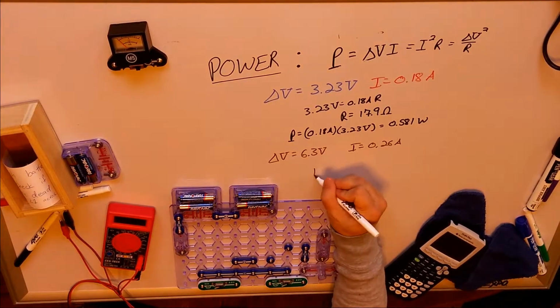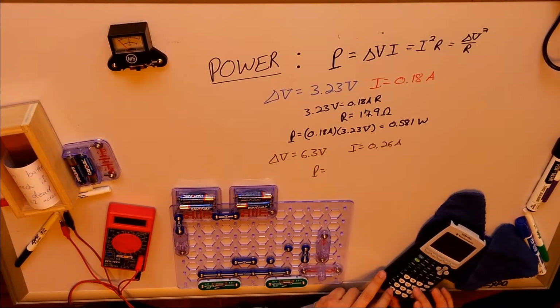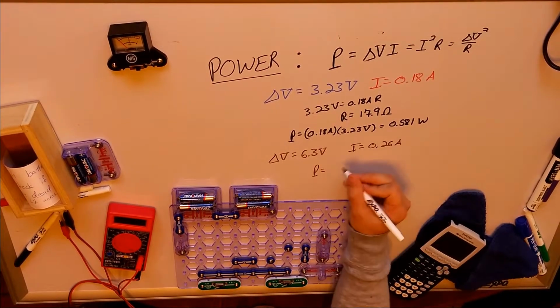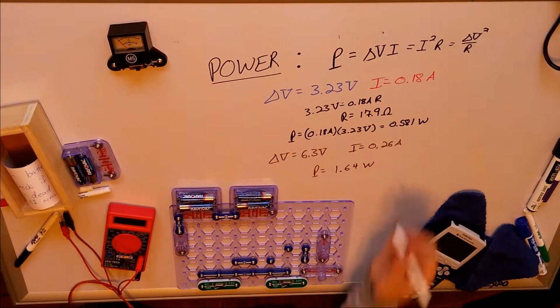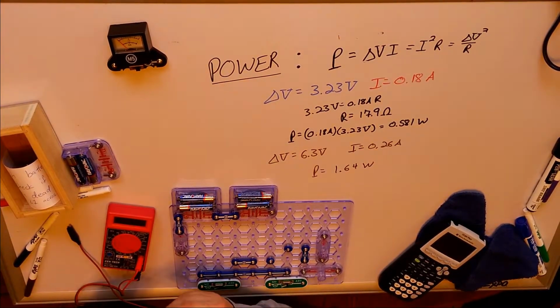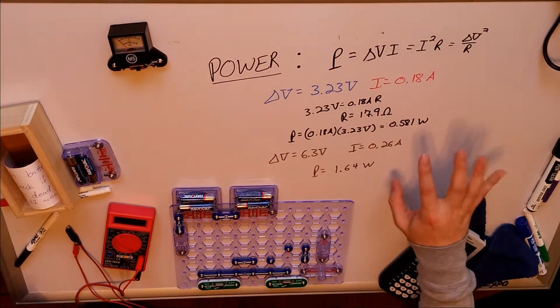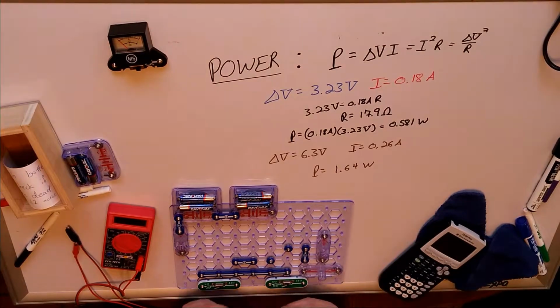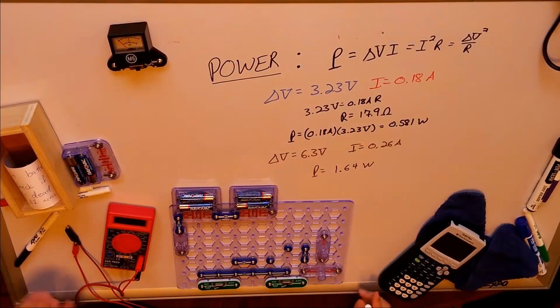So our power, P equals I delta V, so I'm going to take 0.26 times 6.3, and I end up with, we are now at a whopping, comparatively, 1.64 watts. I pretty much tripled the power going to this light bulb, and it got much brighter. Something to think about: we went from about 0.6 watts up to 1.6 watts, so we had an increase almost triple by doubling the power pack, the potential difference.